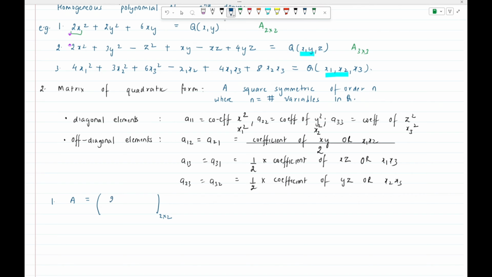So the first diagonal entry is going to be 2. Then we have y square, the coefficient over here is 2 again. So the next diagonal entry A22 is going to be 2 as well. Now moving further, we can see that this is xy. So that is the first and the second variable.